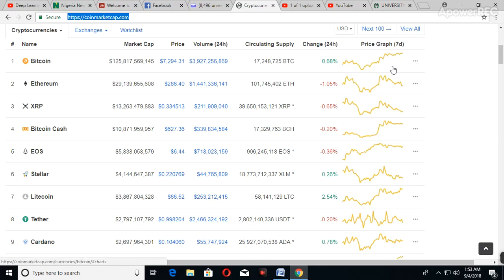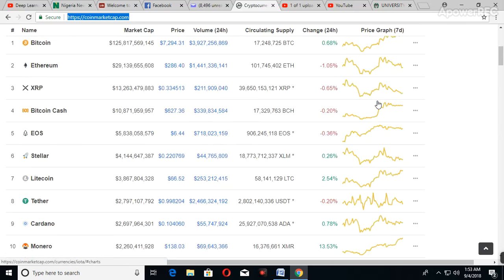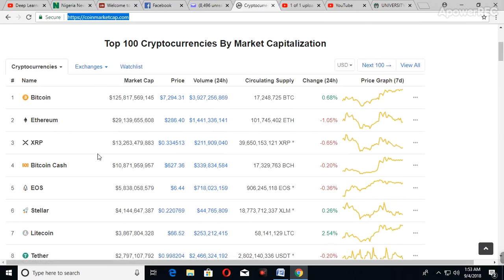So the movement of this also tells you a lot about how and when to buy and sell cryptocurrencies. This analysis can be done for the first 100 cryptocurrencies based on market capitalization. This first 100 is based on their market capitalization.